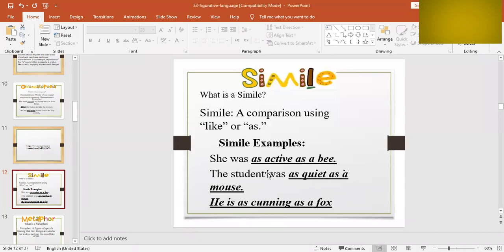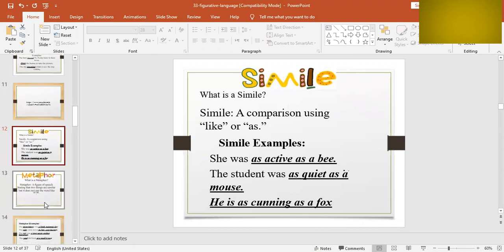Again, it is the electricity. She was as active as a bee. The student was as quiet as a mouse. He is as cunning as a fox. You see, the fox is always known as a cunning animal. He was as cunning as a fox.